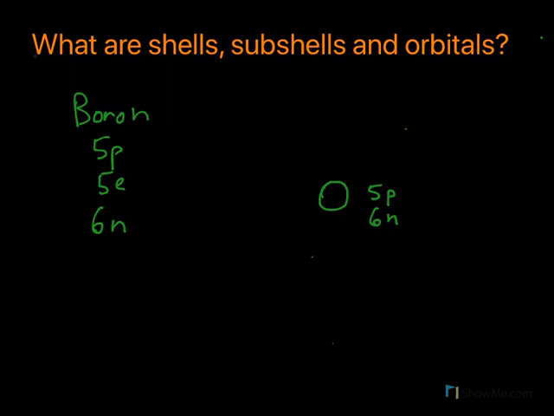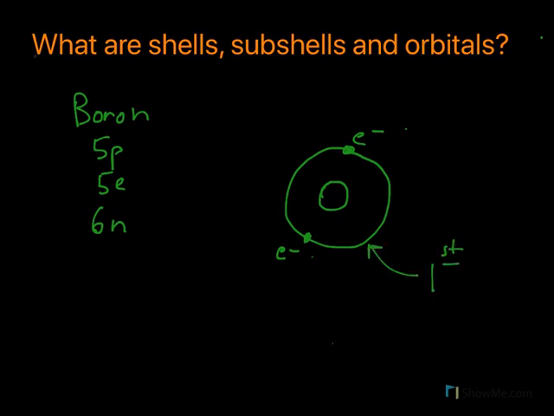Now let's take a look at the electrons. So we have a total of 5 electrons in boron. The first 2 electrons will be orbiting the nucleus as such. Again, these 2 electrons are in the first shell. So this is the first shell. It is an orbital with 2 electrons.